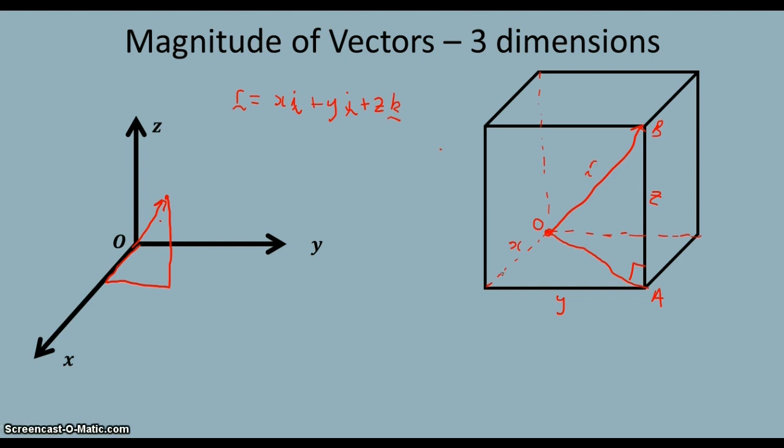On that base on the floor, we can see that that angle there is a right angle, and we use Pythagoras' theorem to find the length of OA. So vector OA has magnitude square root of x squared plus y squared. Now we have the magnitude of the two sides of the right angle triangle OAB, so we can find the magnitude of the vector r. Using Pythagoras' theorem in triangle OAB, the magnitude of vector r squared is x squared plus y squared, from squaring OA, and then adding on the square of the other side, which is z squared. And so we get the magnitude of r is the square root of x squared plus y squared plus z squared, which is really nice because it really is just an extension of the two-dimensional version.